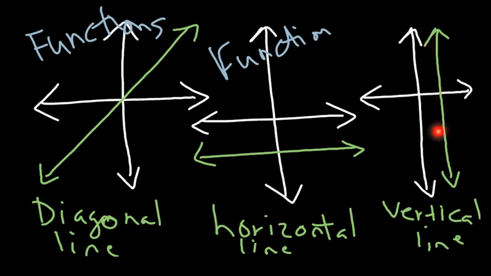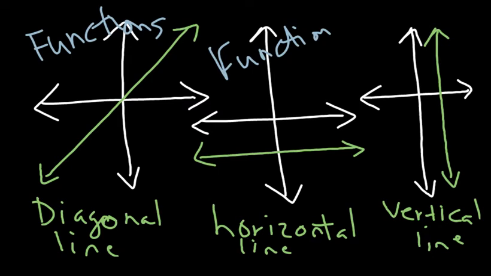Vertical lines. Vertical lines are not functions. Why aren't they functions? Because no matter what x I put in, I get the same number for y. And that's what says it's not a function. If you put 1 in for x, you get 3 for y. If you put 2 in for x, no, I'm saying that backwards. You put x in, x might be 3, and you get a different number for y.